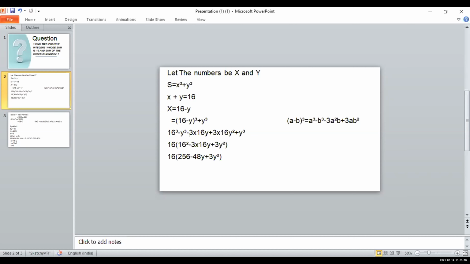We are taking 16 as common. Minus y cube and plus y cube will get cancelled. So we take 16 out and we get 16 square minus 3 into 16y plus 3y square. We are doing the calculation: 16 square is 256, minus 48y plus 3y square.